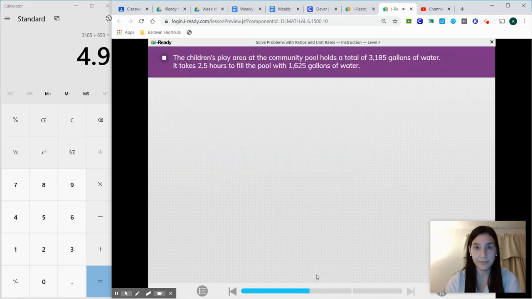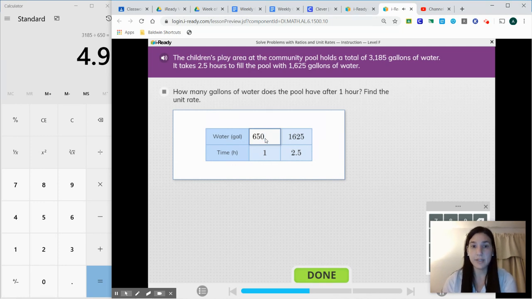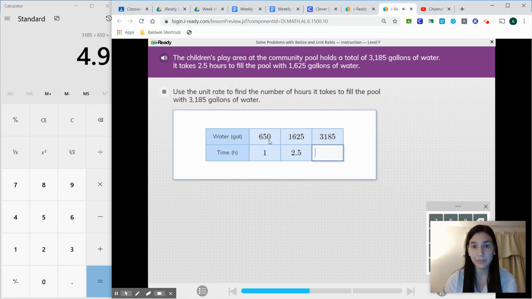Now we're going to break it down. The children's play area at the community pool holds a total of 3,185 gallons of water. It takes 2 5/10 hours to fill the pool with 1,625 gallons of water. How many gallons of water does the pool have after 1 hour? We said that it was 650. So 650 gallons per hour. To find the number of hours it takes to fill the pool, we divided 3,185 gallons of water. And when we divided 3,185 by 650, we got 4.9.